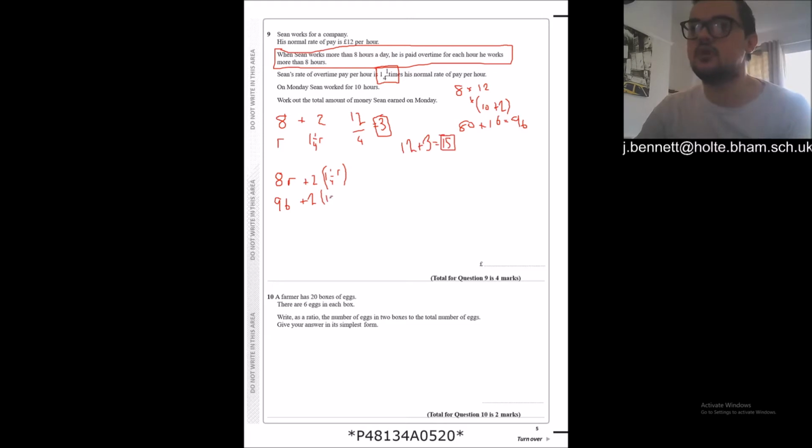So 2 lots of 15. 2 lots of 15 is 30. So we have 96 plus 30. 96 plus 30, 126. Work out the total amount of money he gets paid. I think he gets paid 126.